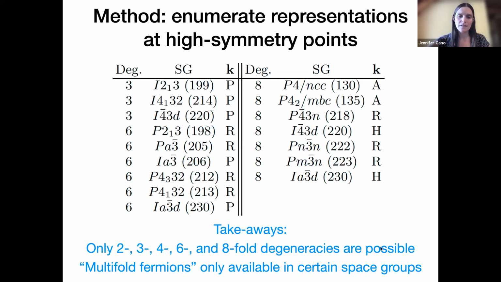And so, right, these are some of the main messages. 2, 4, 3, 6, 8, those are the only degeneracies that are possible in crystals for generic band structures, i.e. not fine-tuned. And this is including time reversal and spin orbit coupling. If you don't have spin orbit coupling, you can actually get a couple of higher degeneracies. And these things are now called multifold fermions, and they're only available in these certain space groups, which I've enumerated here.